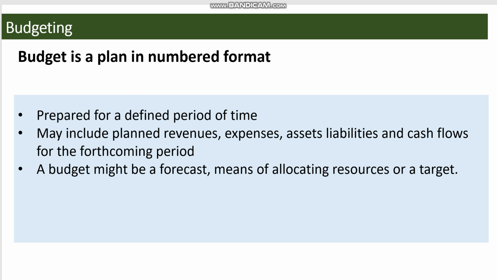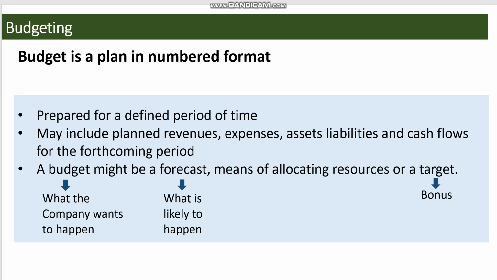A budget might be a forecast, which means of allocating resources or allocating the targets to the relevant managers. So the sales manager can be given a target to sell X number of units or to reflect the growth in the future period. Or another department, which may be a cost center, can be allocated resources such as buying the stationery or bills or any other office expenses.